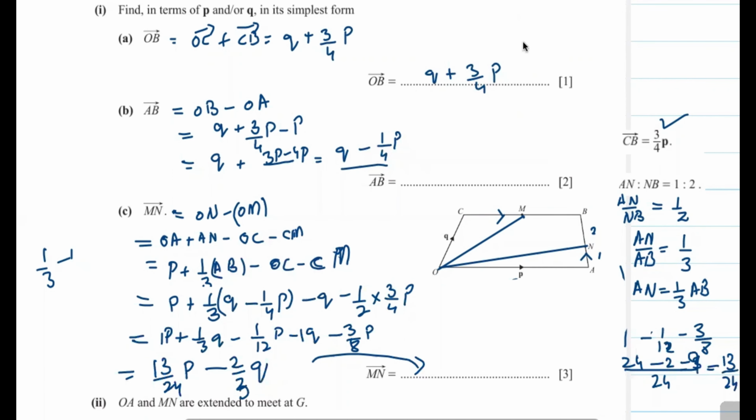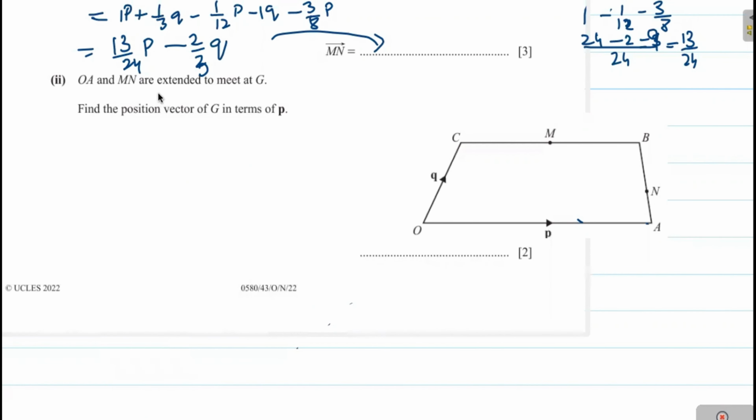And now the next part. Part second, OA and MN are extended to meet at G. Find the position vector of G in terms of P. Now we extend the vector OA and MN vector also extended, and both these meet at G. Now we have to find the position vector of G. The position vector of G will be equal to OG, and OG can be written as OA plus AG, and OA is equal to P plus AG.